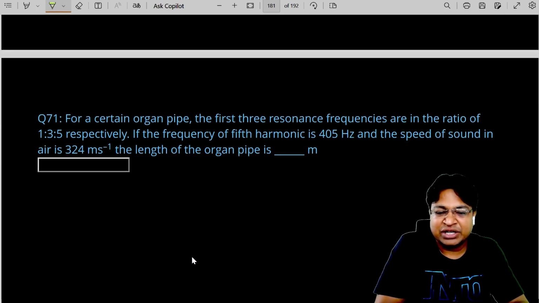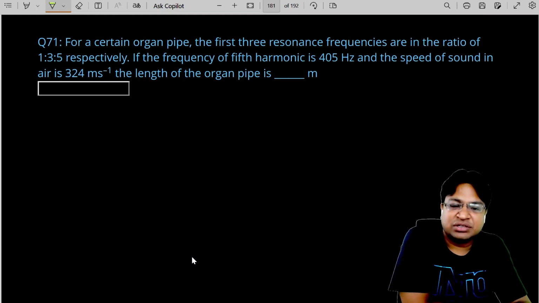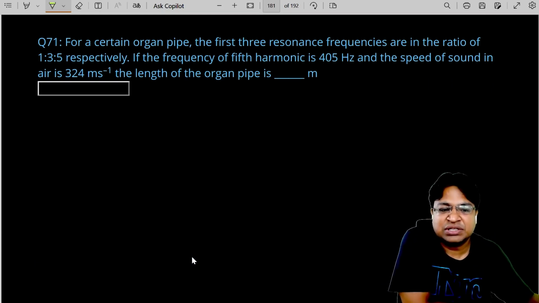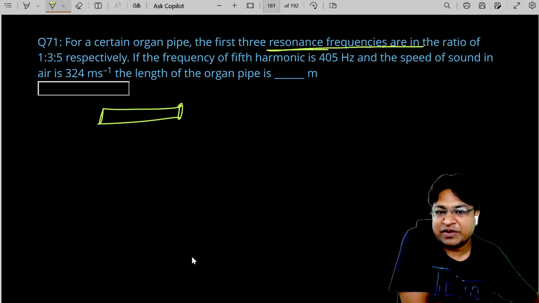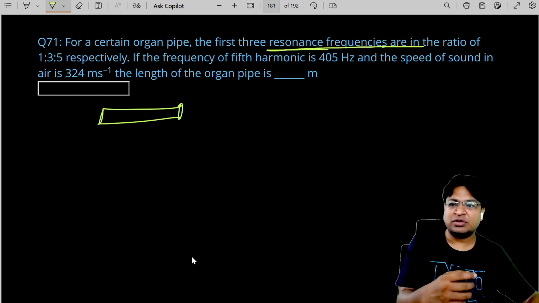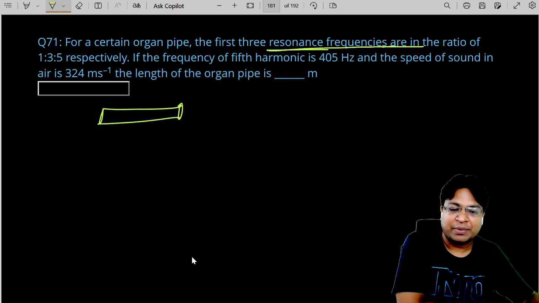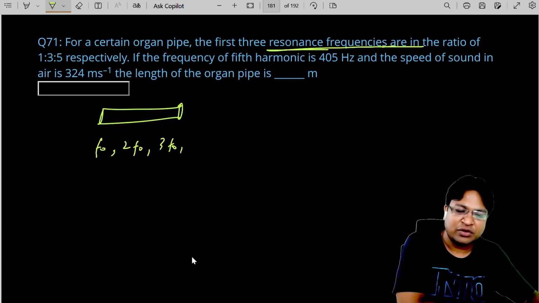Okay, now we move into the numerical questions, and the first question says for a certain organ pipe, the first three resonance frequencies. Now, guys, the question doesn't clarify whether we are dealing with an open organ pipe or a closed organ pipe. If it would have been an open pipe, then the first three resonance frequencies would not be in the ratio of 1 is to 3 is to 5, all right? Because all the harmonics exist in case of an open organ pipe. So if F naught is the fundamental frequency, then 2 F naught, 3 F naught, 4 F naught, and so on, all these would have existed. So this is not the case.